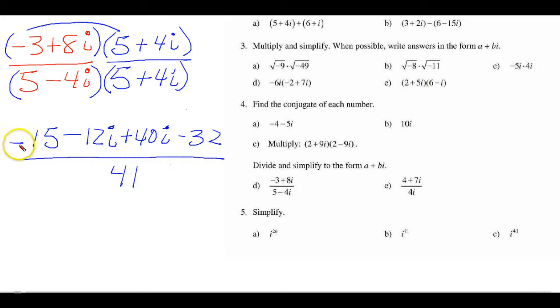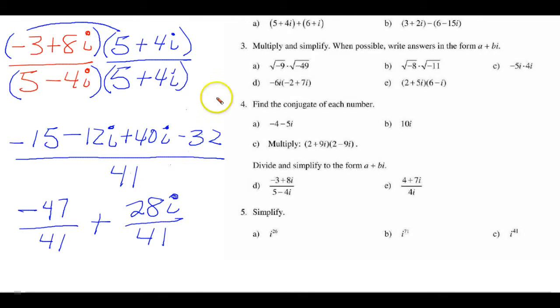So what do we have then? We have a negative 15 and a negative 32. That's going to give us a negative 47, and that will be over 41. And this is going to be plus 28i over 41.